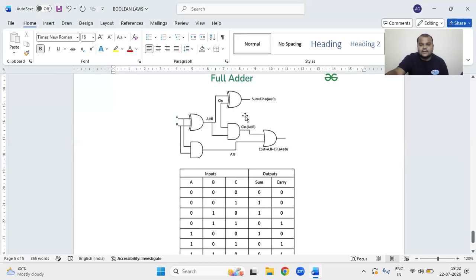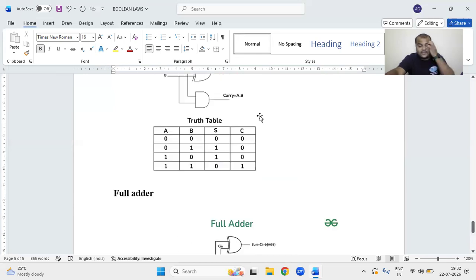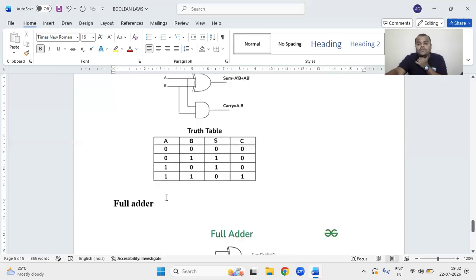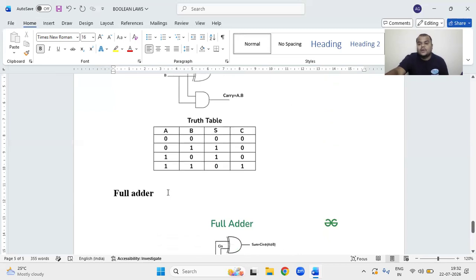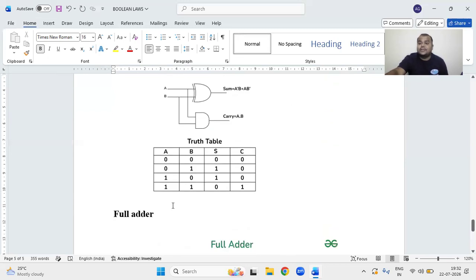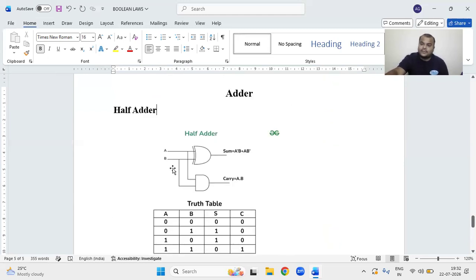Can you see here? Sum and carry. So what is the first difference? In half adder, we have two inputs, two outputs, whereas in the full adder, three inputs and two outputs. Half adder is used to add two bits, whereas full adder is used to add three bits. As we know, what is the meaning of adder? It is going to add. In the half adder, we can add two bits. In the full adder, we can add three bits.